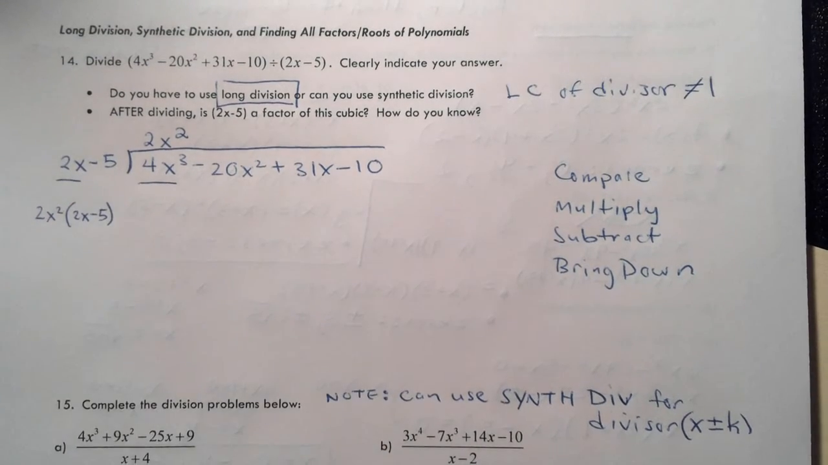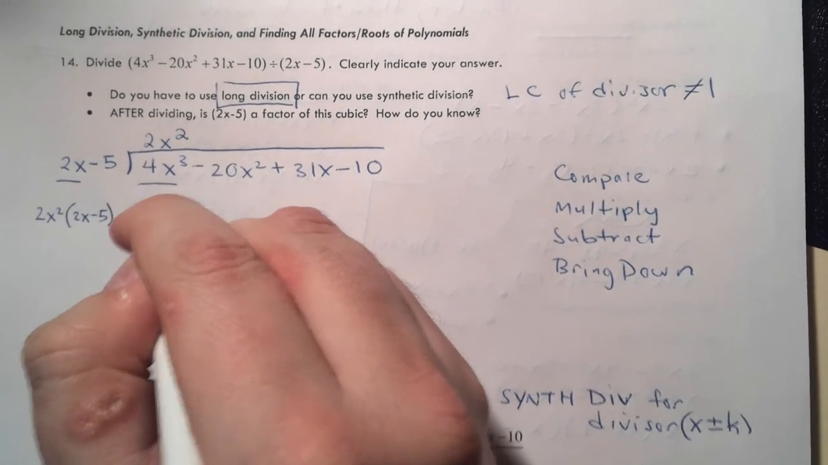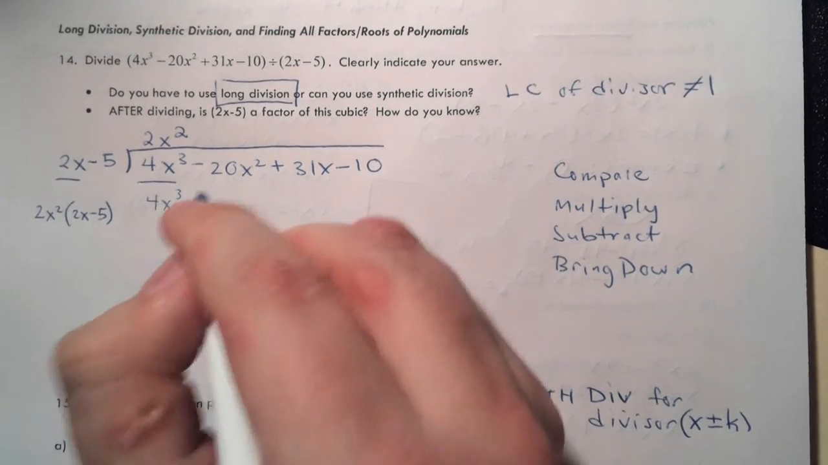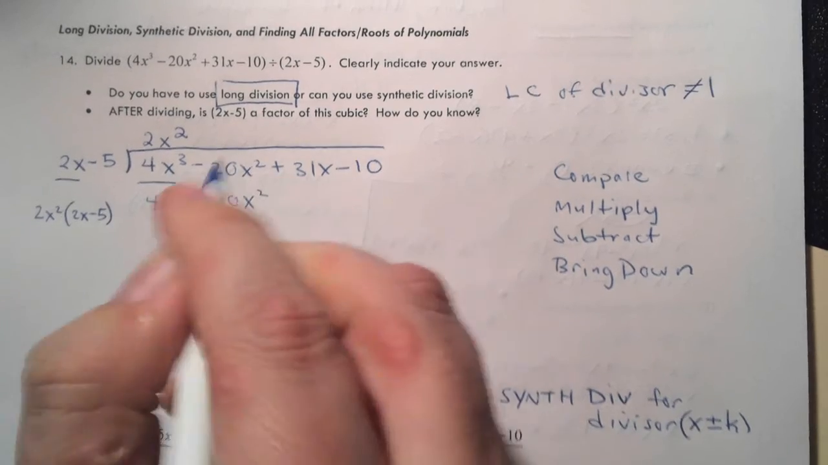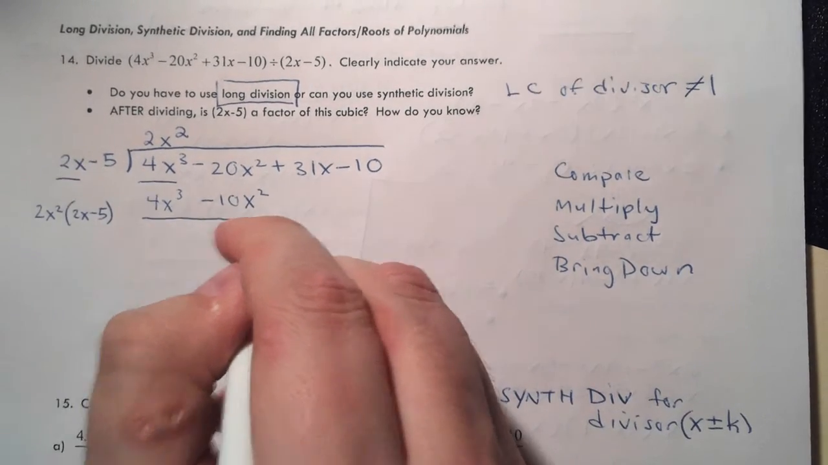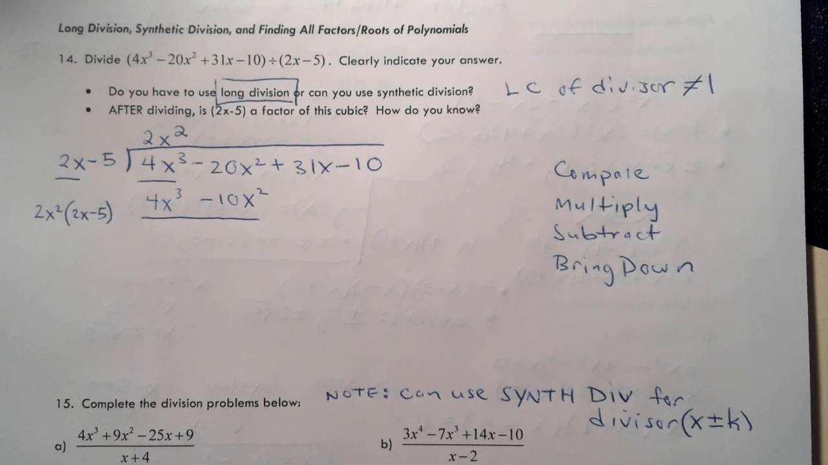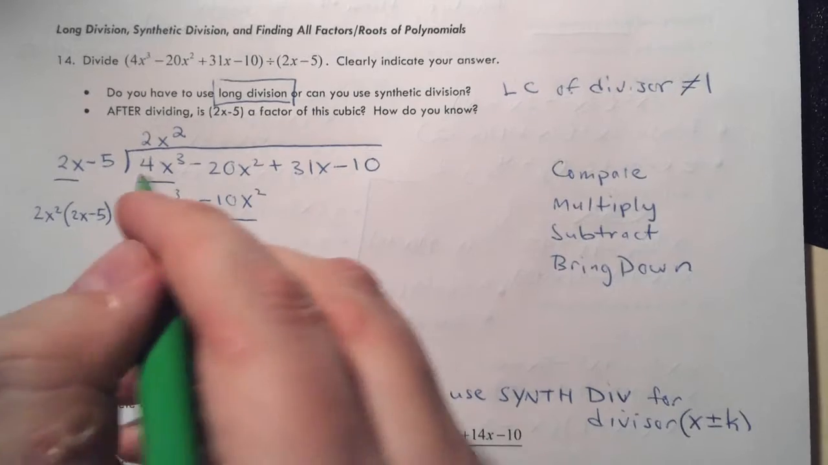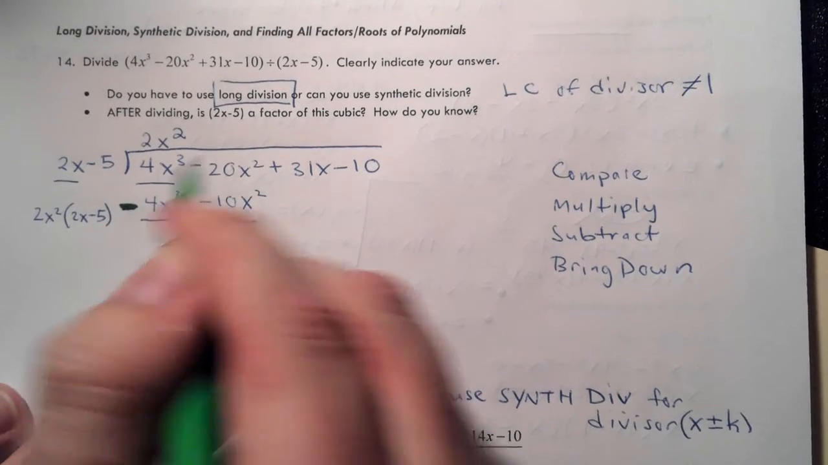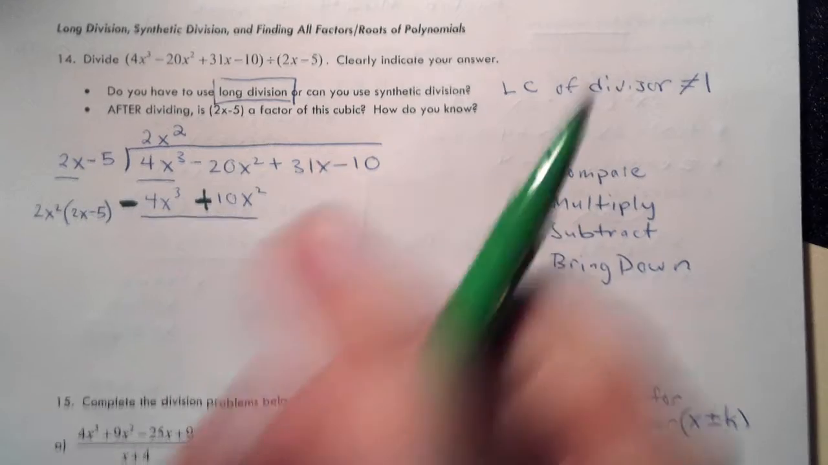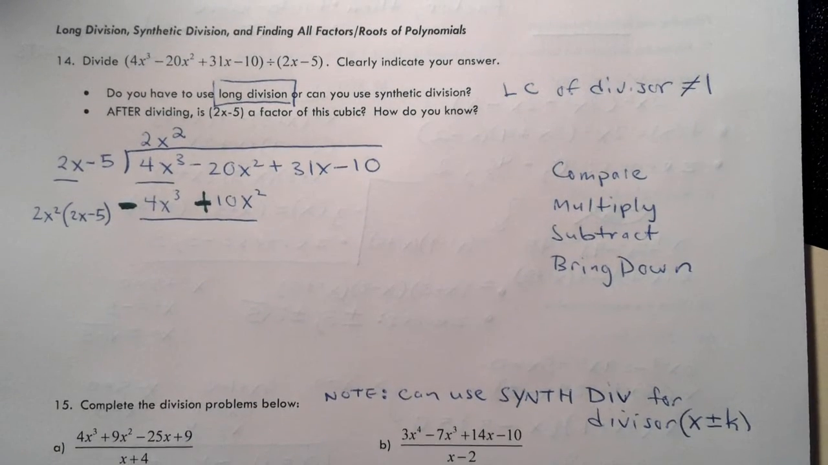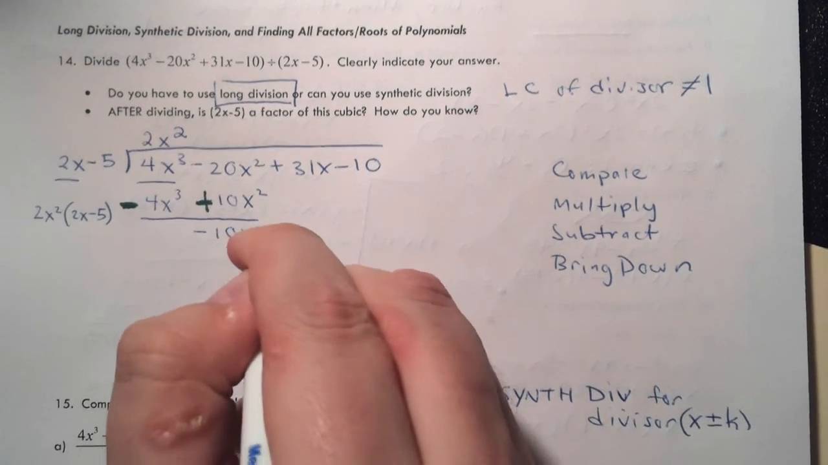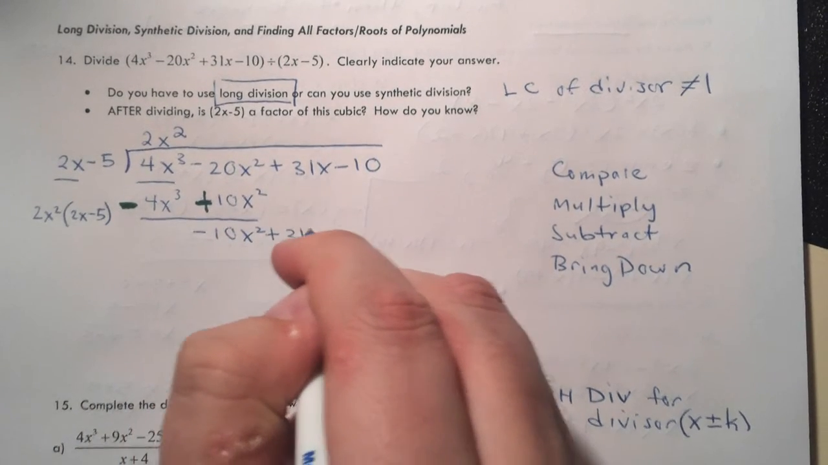You can write it off to the side if it helps you. If you don't feel you need to, you do not have to. 2x squared times 2x is 4x cubed. 2x squared times negative 5 is negative 10x squared. So I've multiplied, and the next step is to subtract. When I am subtracting, that means I am changing the signs down here. So I will use a pen and mark over it. Minus 4x cubed and plus 10x squared, which gives me 0 and negative 10x squared. And I bring down the next term.